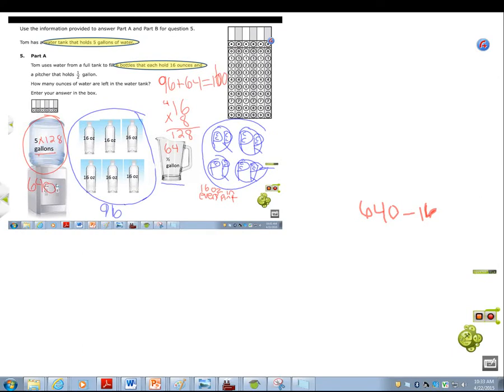Okay. So what's that equal? 480. That equals 480. So he took 480 ounces away? No, he didn't. How many away? 160. What does 480 mean then? That's how many ounces are left.